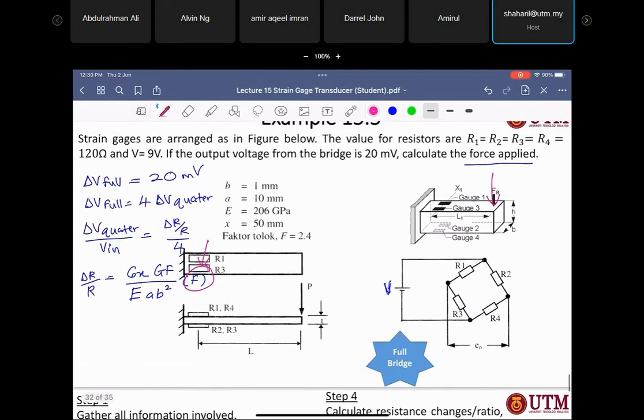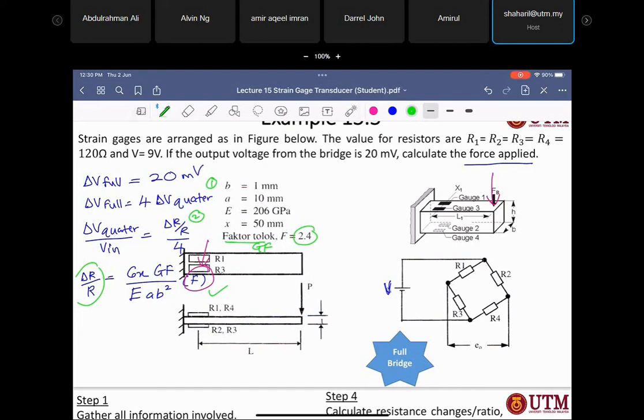So the steps are quite simple. The first one, we can find the delta V quarter first. From delta V quarter, you can get the delta R over R, done. And then from delta R over R, you can get the force, done, because the gauge factor is given to you. Gauge factor, GF, equal to 2.4.